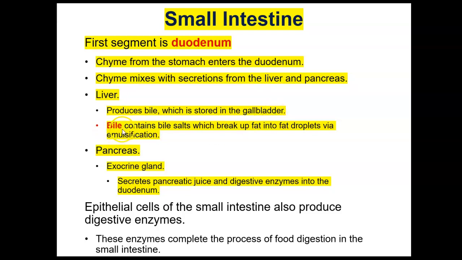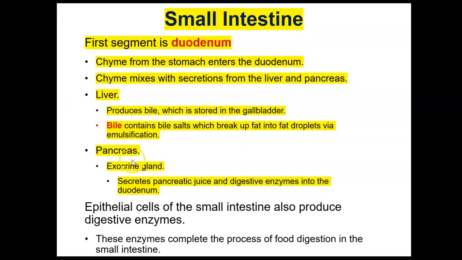So bile helps to emulsify fats in the same way that dish detergent breaks down grease. It just breaks down large fat globules into smaller ones. Bile contains bile salts, which break up fat into fat droplets. That process is called emulsification. So we say that bile emulsifies fats. That's the role of the liver in digestion.